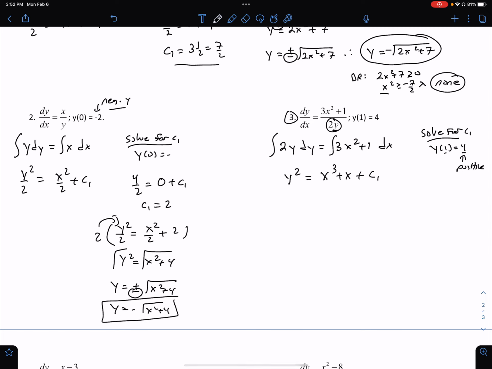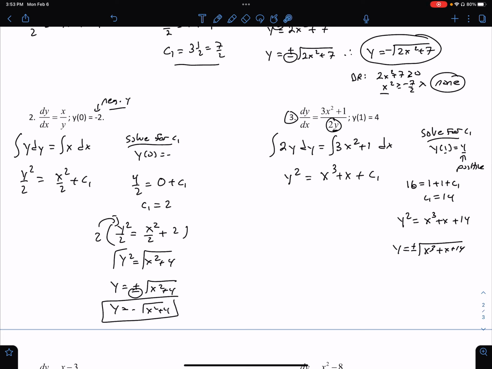And I just plug in. There's my y value, there's my x. So we would get 16 equals 1 cubed, which is 1, plus 1 plus c1. c1 is just 14. So our equation, y squared equals x cubed plus x plus 14. And then I take the square root. But be careful, how many answers do we get? 2. But we're only going to pick the positive this time because our initial condition y was positive.